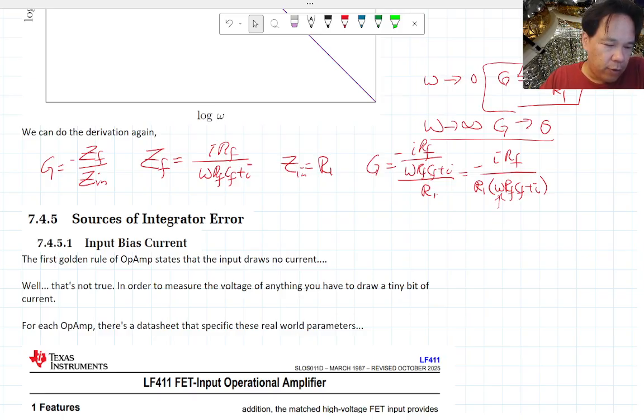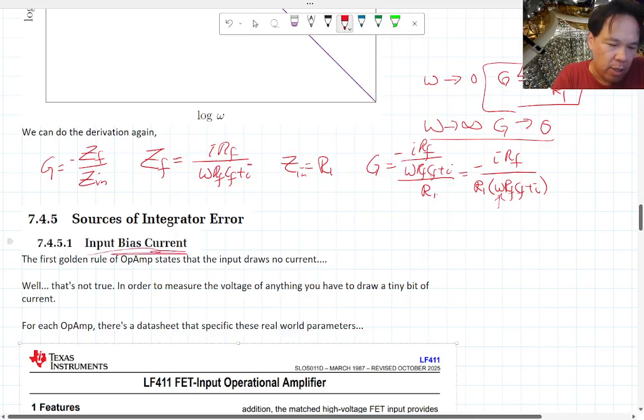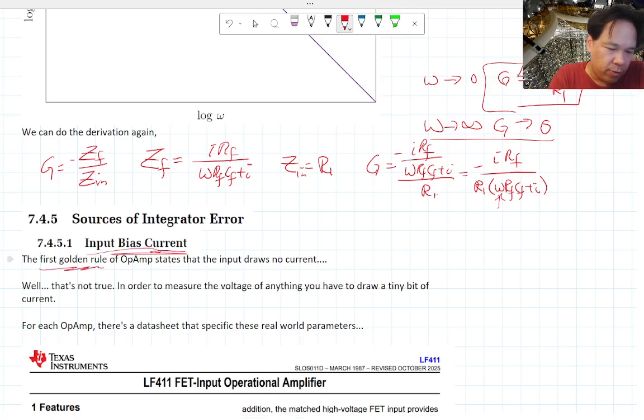Okay, the first one is known as input bias current. Remember the first golden rule of op amps? I tell you that the input draws no current. Well, that's kind of a lie, because in order for you to measure the voltage at the input, you have to draw a little bit of current. Because there's no way for you to measure things without touching it.